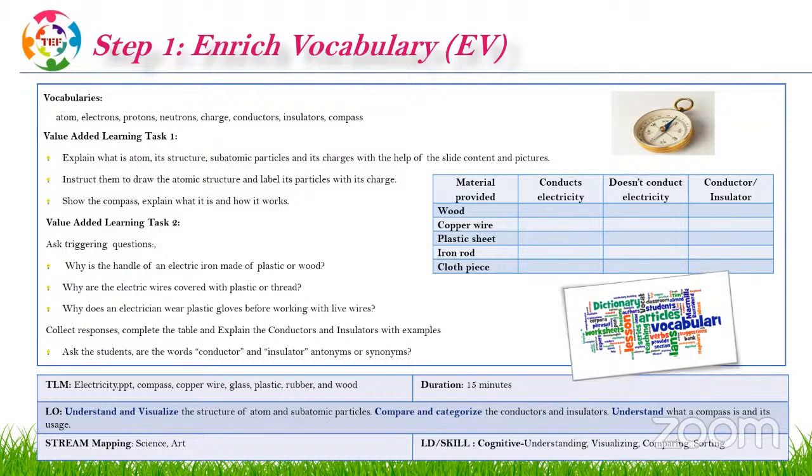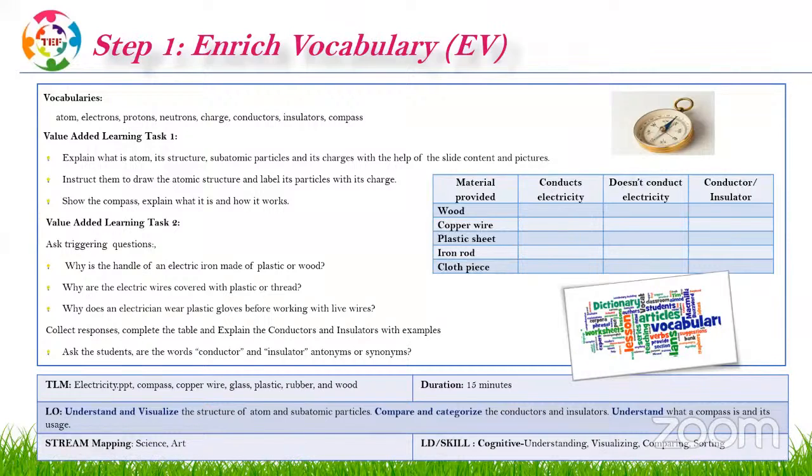Here, first the vocabularies listed for this lesson: atoms, electrons, protons, neutrons, charge, conductors, insulators and compass. So to explain the vocabularies, the teacher can draw and label the atomic structure. Some PowerPoint presentation can also be used to explain. And then using some activity, for example, some triggering questions.